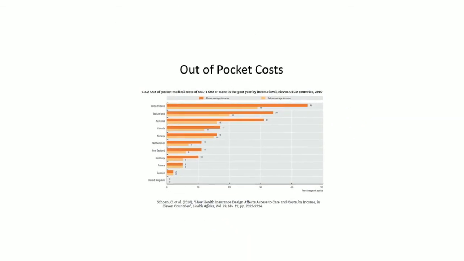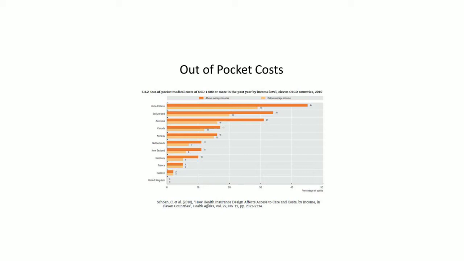Now, this next chart looks at those who spend more than $1,000 in the past year for healthcare out of pocket, and they've divided up between those who are above average income and those who are below average income. Basically, those who are well off economically versus those who are economically disadvantaged. And if you see, the United States is at the top. Our citizens spend on average much higher out of pocket for healthcare costs than any other industrialized nation.